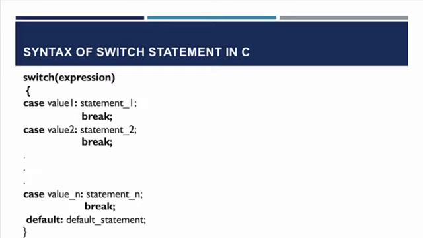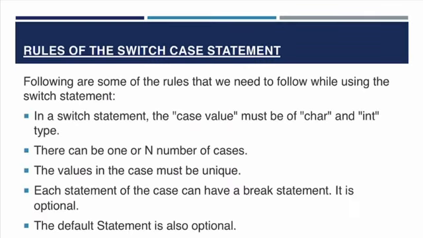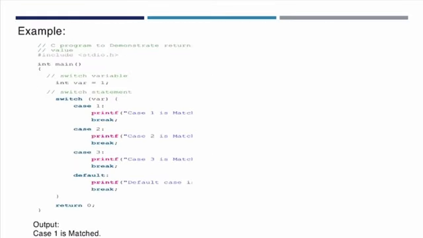Now, before using the switch case in our program, we need to know about some rules of the switch statement. Here are some rules of the switch case statement. First, in a switch statement, the case value must be of char and int type. Second, there can be one or n number of cases. Third, the values in the case must be unique. Fourth, each statement of the case can have a break statement. It is optional. Fifth, the default statement is also optional. Here is an example and the output is also verified.